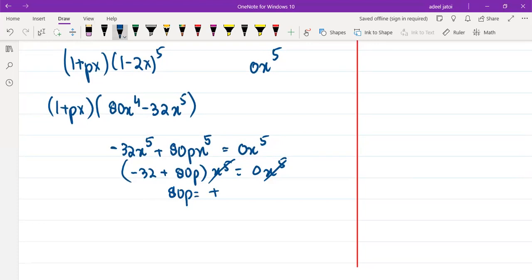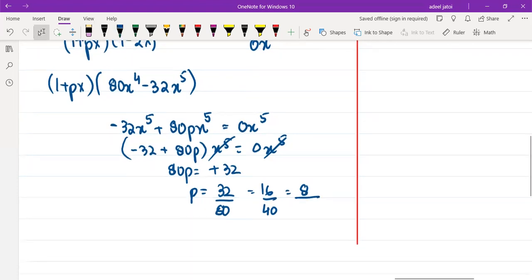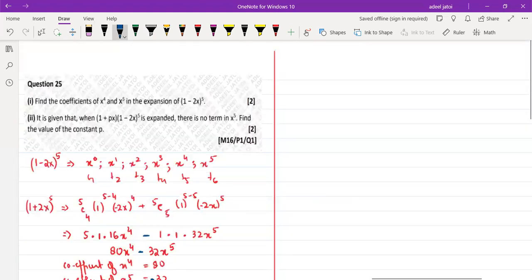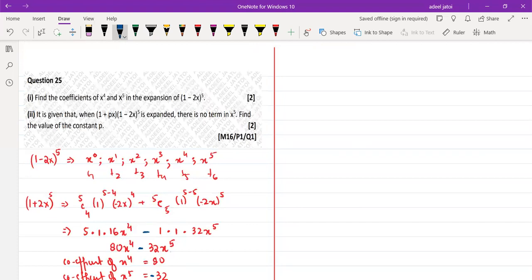80p is equal to plus 32. p is equal to 32 upon 80. This is 16 upon 40, this is 8 upon 20, or let's just do it directly: 2 upon 5 is the answer. So that means p is equal to 2 upon 5. So this was the question from March 2016, paper 1, question number 1. From the book, it is question number 25.